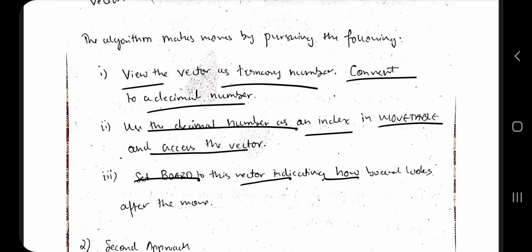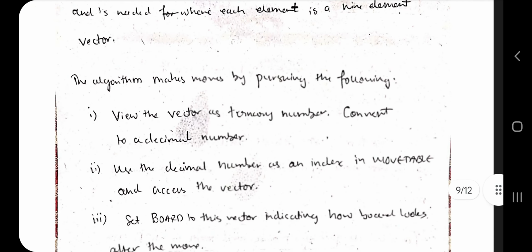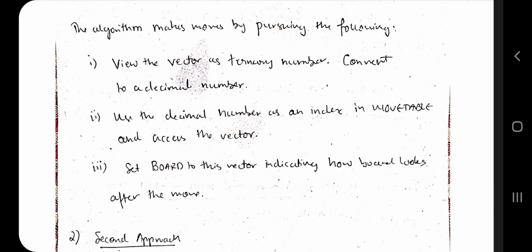Set the board vector, indicating how the board looks after the move. If you don't understand this one, it's totally fine, because what you mainly need to focus on is whether you are able to understand or not. If you are able to understand, you can write it in the exam, but if you are not able to understand, in the exam also you can't write anything. First make sure that you are able to understand what is happening.